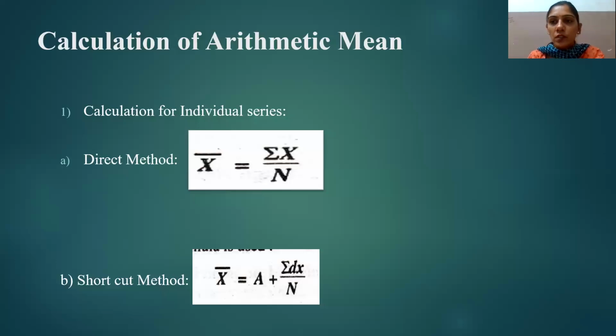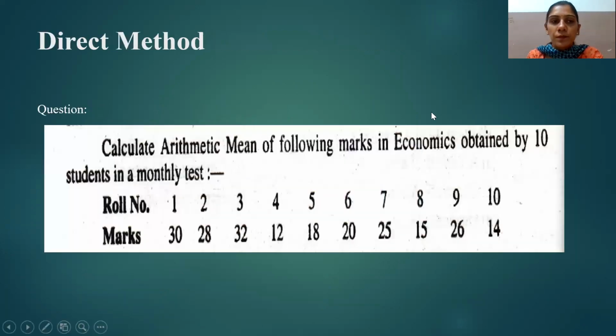So let's first understand an example with the direct method. This is the question where we have to calculate the arithmetic mean of the following marks in economics, which are obtained by a total of 10 students in a monthly class test. There are two columns given, roll number and marks.